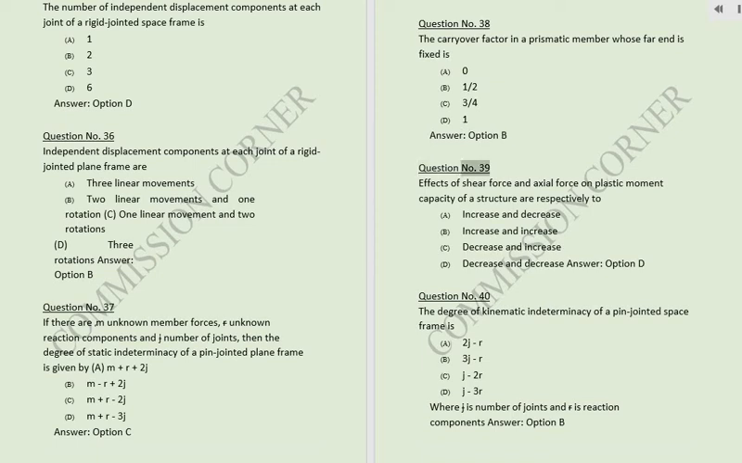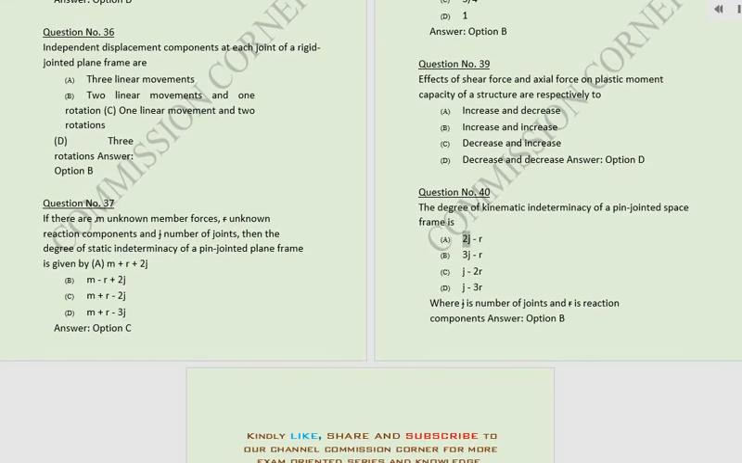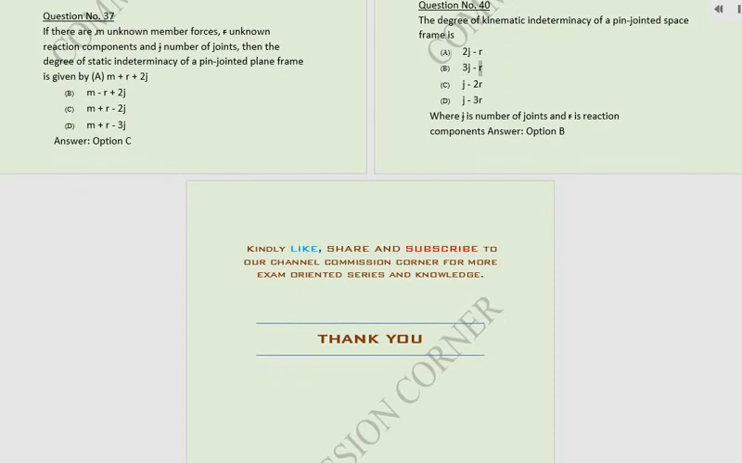Question number 39. Effects of shear force and axial force on plastic moment capacity of a structure are respectively to: A, increase and decrease. B, increase and increase. C, decrease and increase. D, decrease and decrease. Answer, option D. Question number 40. The degree of kinematic indeterminacy of a pin-jointed space frame is: 2J, R. 3J, R. J, 2R. J, 3R, where J is number of joints and R is reaction components.